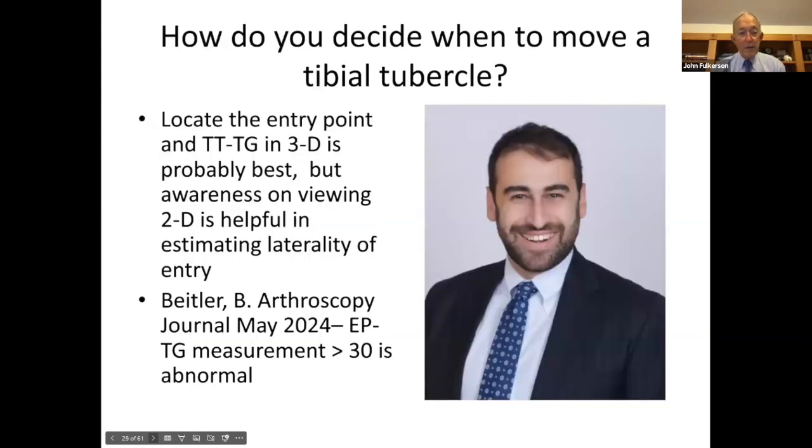So along comes Dr. Beitler, who's worked with us and identified the entry point and the TTTG in 3D as being really important, but awareness on viewing 2D is helpful in estimating the laterality of entry. So with the EPTG angle that he defined, over 30 degrees, we now have a number when we look at all of our normals. This is published now in Arthroscopy. Beyond 30, when you measure this particular measure, that patella is too far lateral, and the people who are prone to dislocation, who dislocate recurrently, have EPTGs typically over 30.